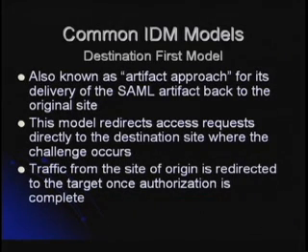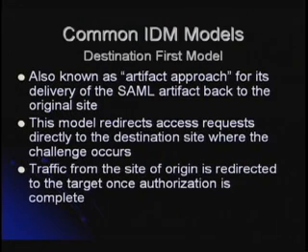Destination first model. This one's a little confusing to try to take a look at it first. They call it artifact approach, and I've struggled with that just because everything has an artifact. But this one's really about who actually starts the artifact. The model redirects access requests directly to the destination site. So you'll see the model in a second, and the traffic from the site of origin is redirected to the target once authorization is complete. So it's kind of a roundabout way of doing the same thing.